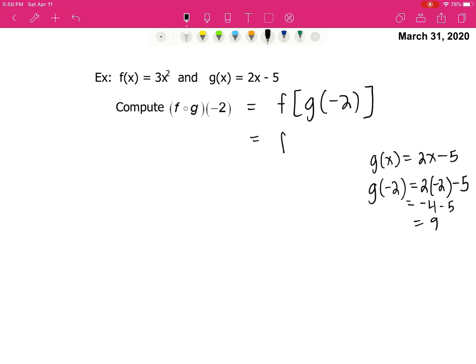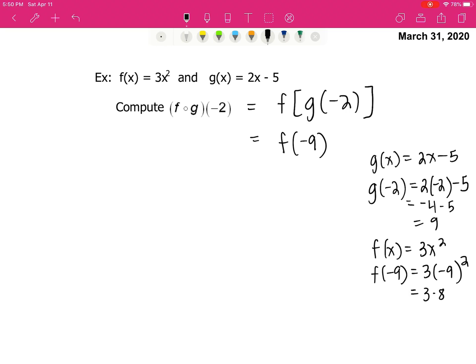And then I'm going to have f of negative 9, and f of x is equal to 3x squared. So f of negative 9 is going to be 3 times negative 9 squared. Negative 9 squared is 81, and 3 times 81 is 243. So we get an answer of 243.